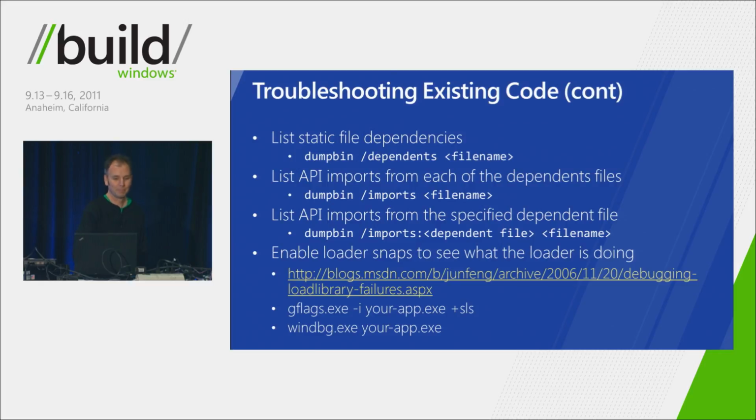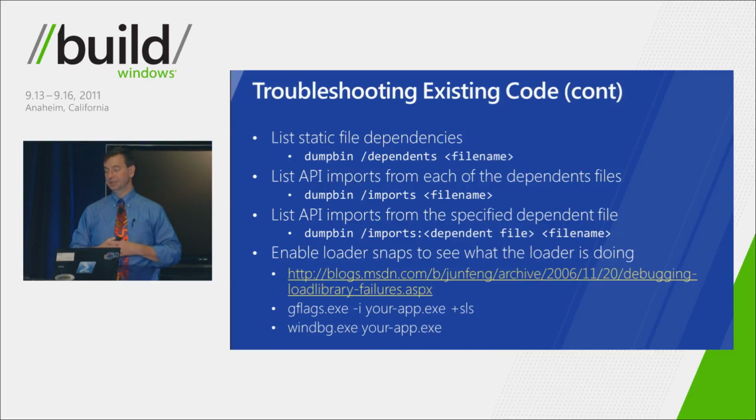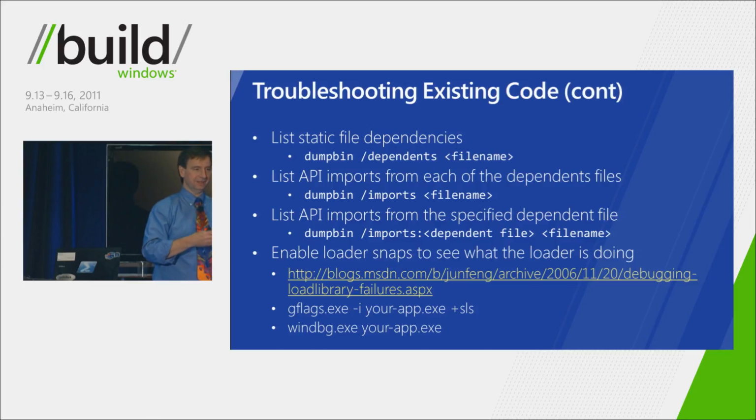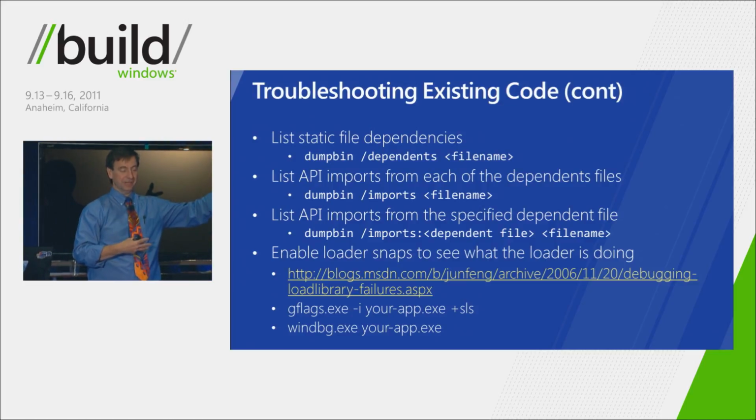And then here's a link to a nice blog entry for how to debug load library failures. A couple tools: gflags, and you run gflags on your executable, go through. This is the first tool; it helps you with your static dependencies. We examine it, know what you're calling. But your code can say things like LoadLibrary with some string, and we don't know what that string is. So this tool helps you debug those things.